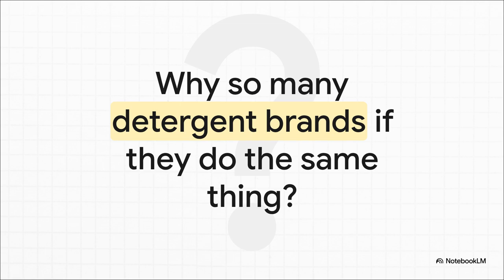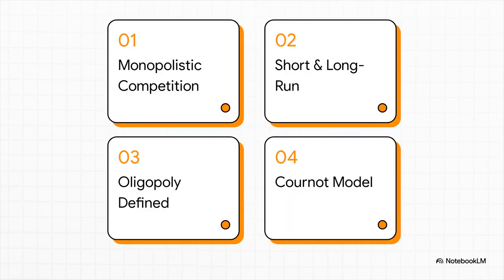and it perfectly sets the stage for our exploration today. So here's our roadmap for making sense of this messy middle. 1. Monopolistic competition defined. 2. Short and long-run equilibrium. 3. The complex oligopoly market. And 4. Cournot and Edgeworth models. Let's get right into it.